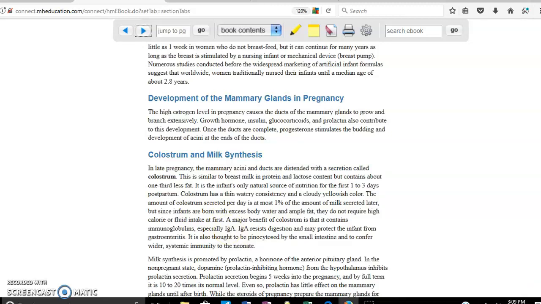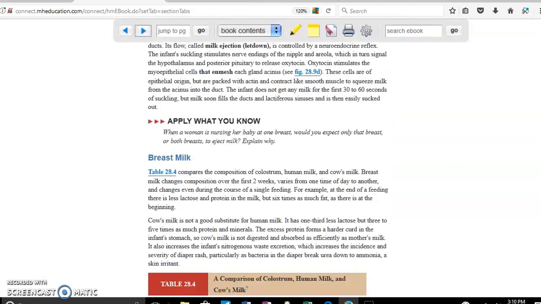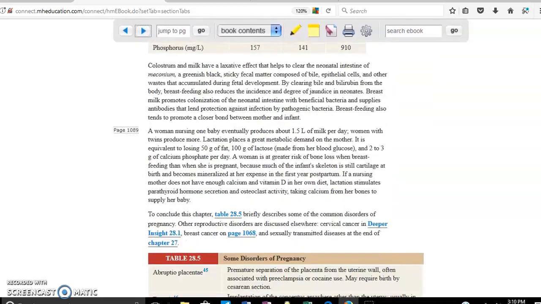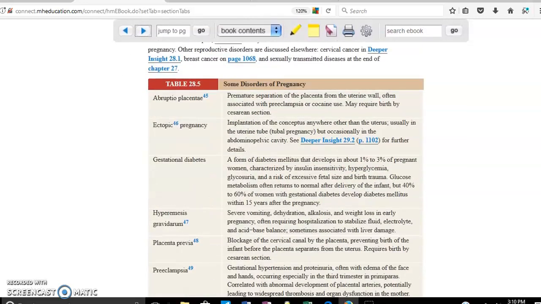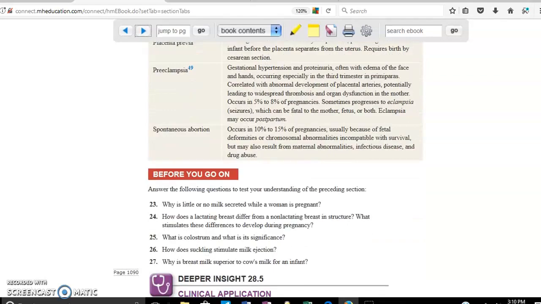Let's scroll down. Milk ejection. Breast milk, okay, milk ejection and breast milk, those are controlled by hormones. Production of milk is controlled by prolactin, and milk ejection is controlled by oxytocin.